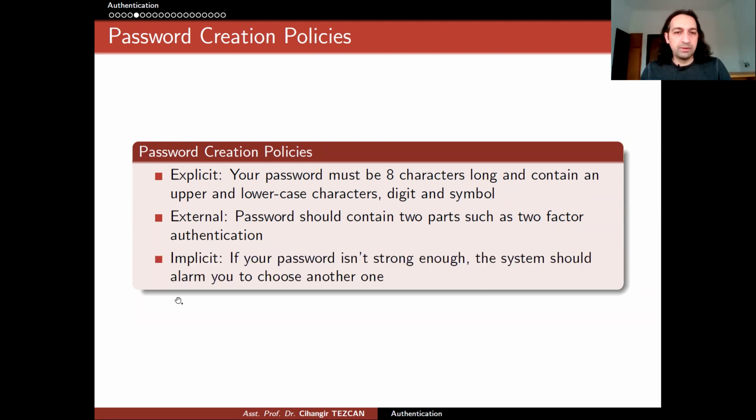Sometimes the creation policy is implicit. In this case, they say that if your password isn't strong enough, the system should alarm you to choose another one. But this is really annoying at some web pages because they ask you to enter a special character. You enter a special character, but they think that it is not a special character, so they ask you to choose something different and so on. So some web pages are really hard to create a password for.